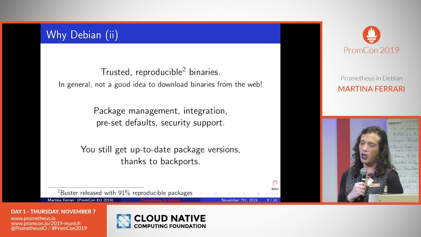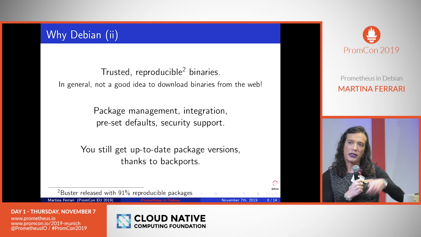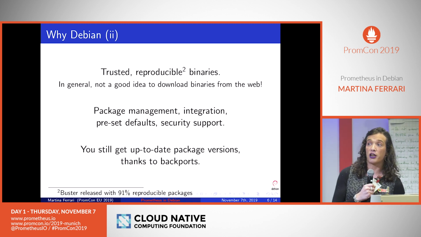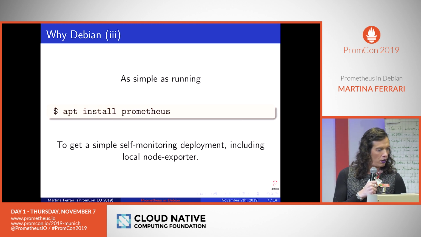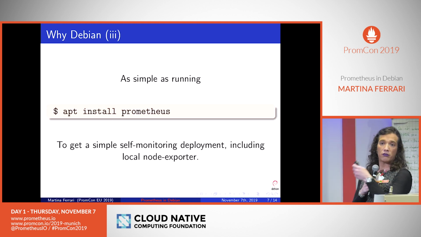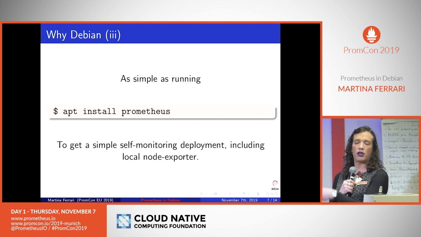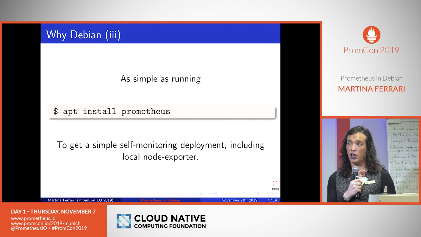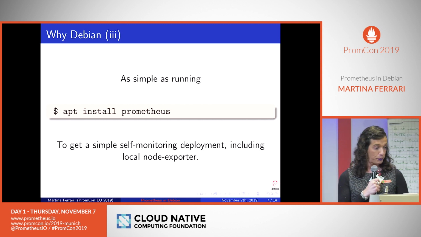So during these 2 years of the release cycle, I will be keeping on updating the Prometheus packages for the already released Debian. So in Debian nowadays, in the last 2 releases, you can just do that, and you have Prometheus up and running in no time, preconfigured to monitor itself, and a local node exporter.